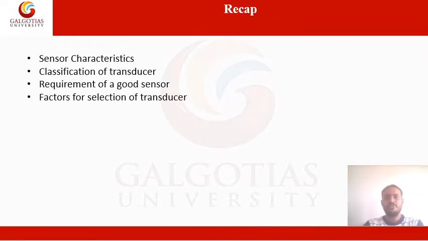So let us recapitulate the previous classes. In the previous classes we discussed sensor characteristics and the classification of sensors and transducers. We have also discussed the requirements of a good sensor for different kinds of applications, and the factors for selecting a transducer or sensor for a specific application and for a wide area of applications.